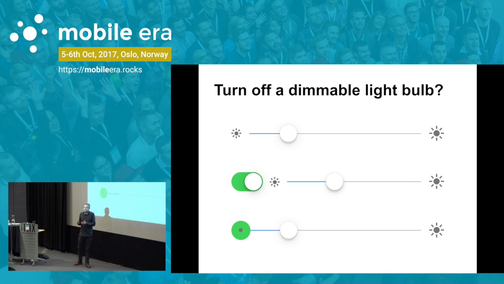Because the lowest dim level is often really far from being turned off. So there's a problem with having this. And also this looks really weird. So you can also have a combined control that indicates that some kind of event happens when you drag it all the way here. But you can just drag it from here to here and dim the light.